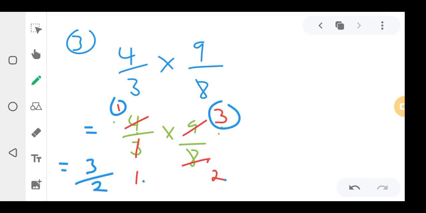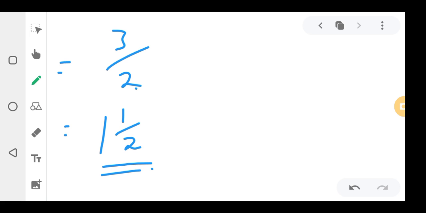And 3 over 2 as a mixed fraction: this 2 into 3, how many times does it go? 3 divided by 2. 2 into 3 goes 1, remainder 1 over 2.